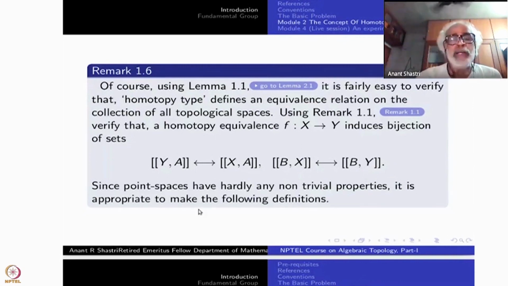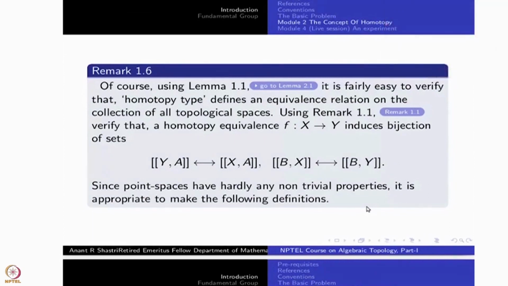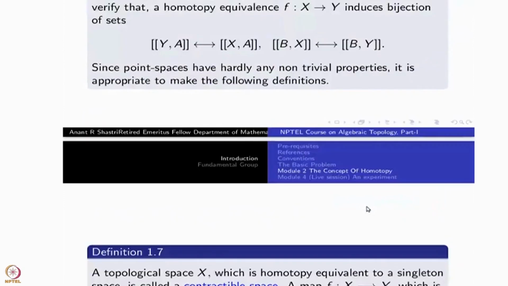How is it given? Take the homotopy equivalence f from X to Y. Suppose you have a map from Y to A; compose it with f, you get a map from X to A. To go back, you compose it with g. You will go back because g composite f is homotopic to identity. So these things all follow straightforwardly from our remark after the lemma. Lemma 1.1 is, sorry, 2.1 is not, that's not correct. Anyway.